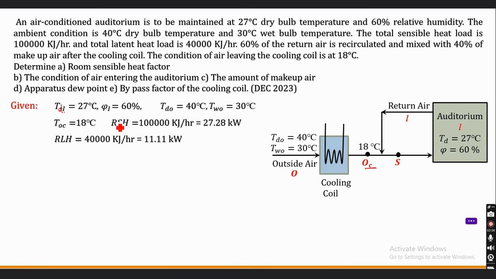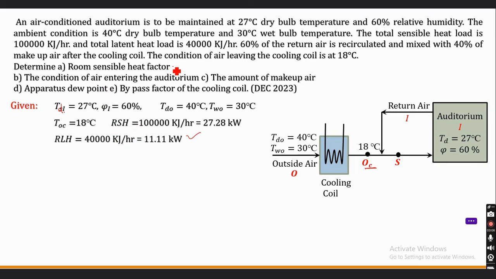Then the room sensible heat is 1 lakh kilojoule per hour. If I convert this into kilowatt, I get 27.28 kilowatt. Again, room latent heat given is 40,000 kilojoule per hour, which in kilowatt is 11.11. As the problem gives the room sensible heat and room latent heat, based on this data we have to find out the room sensible heat factor.